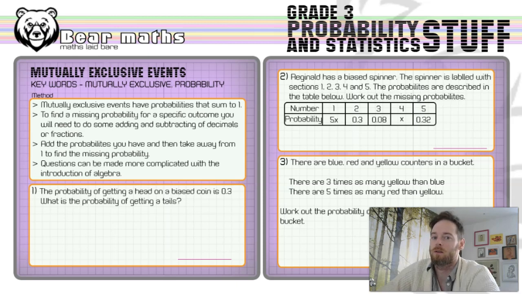Probability is the chance that something happens. So the method states mutually exclusive events have probabilities that sum to 1. That's the most important thing to remember, which means that the probabilities add up to 1. Find the missing probability for a specific outcome. You will need to do some adding, subtracting of decimals or fractions. Add the probabilities you have and take away from 1 to find the missing probability.